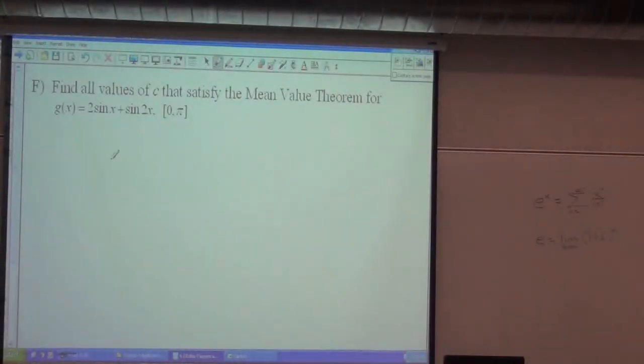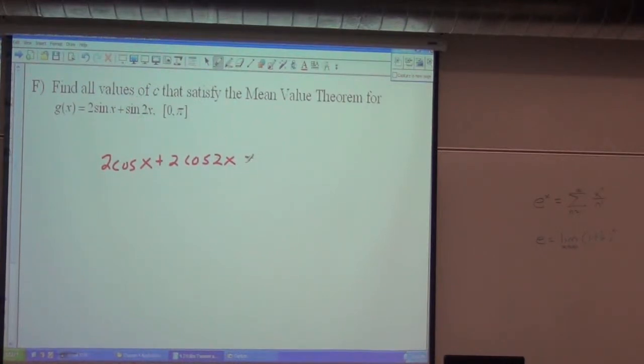Somewhere in between 0 and pi, the first derivative has to equal the average rate of change. So we'll take the derivative. We'll get 2 cosine of x plus 2 cosine of 2x. All right, that's what we get if we take the derivative.